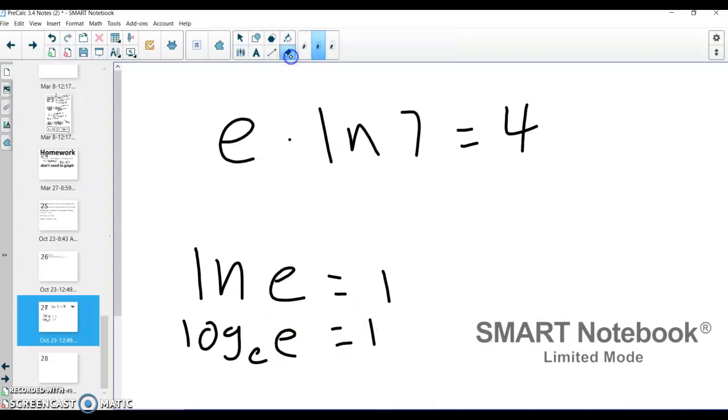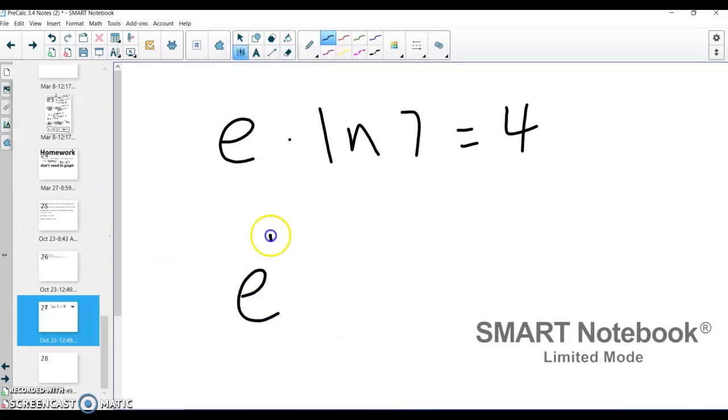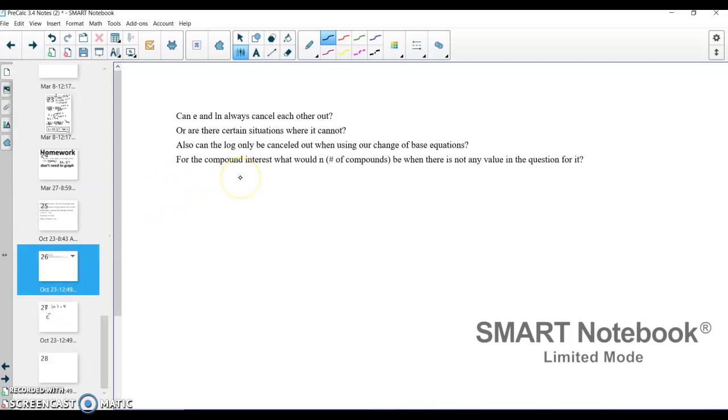The other situation where things cancel out would be e raised to the natural log. That's when they will cancel out again. Okay, e raised to the natural log. So I hope that addresses those first questions.